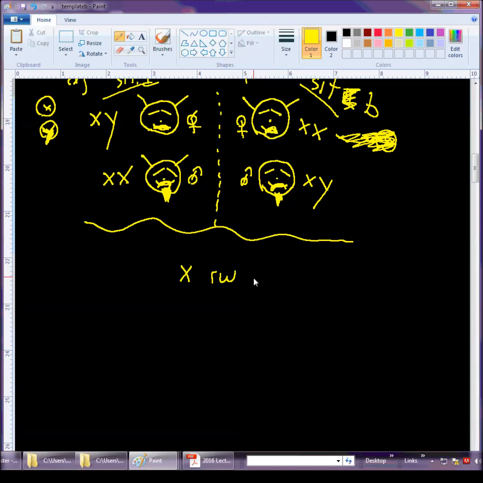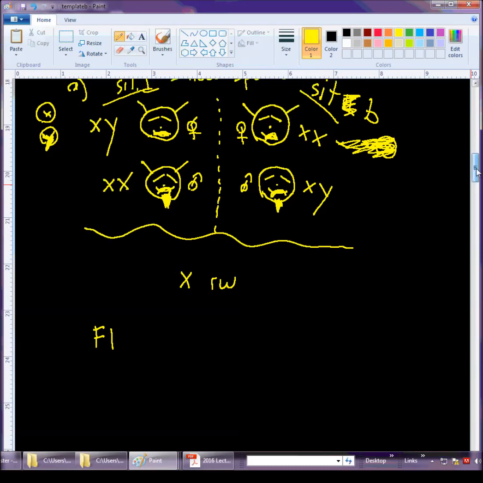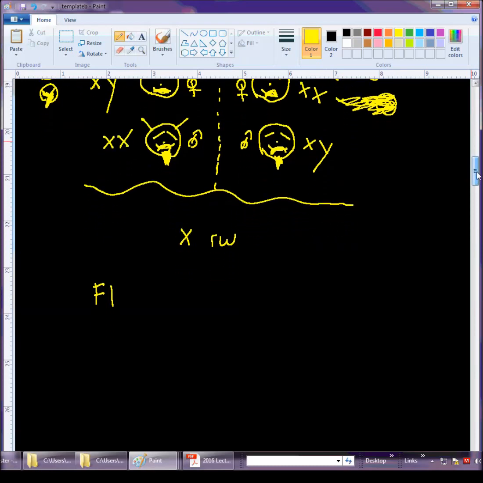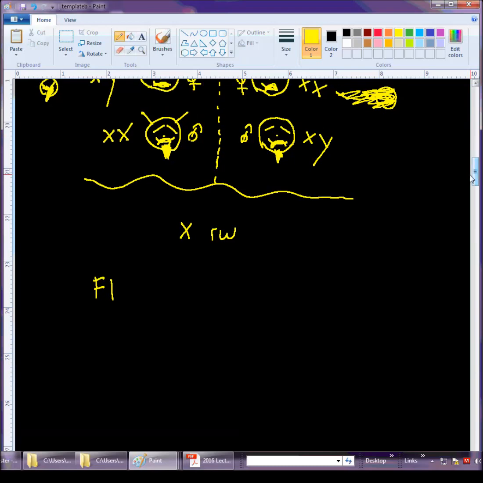Okay, so they have the reduced wing mutation in some of these flies. So we're going to do a cross here, and I'm only going to do the F1 because we've done lots of these crosses in the past, and I think we can get all the information we need just by looking at the F1 crosses in the two situations.